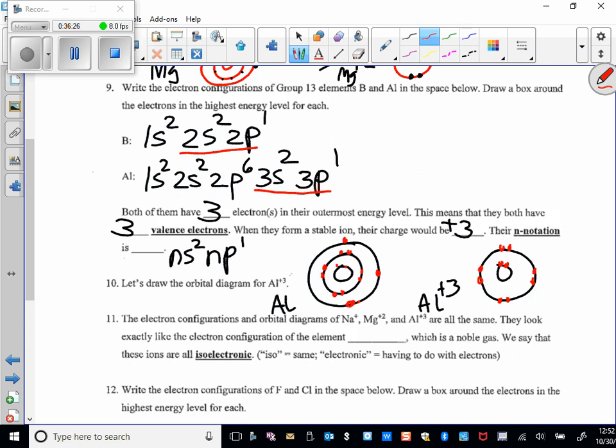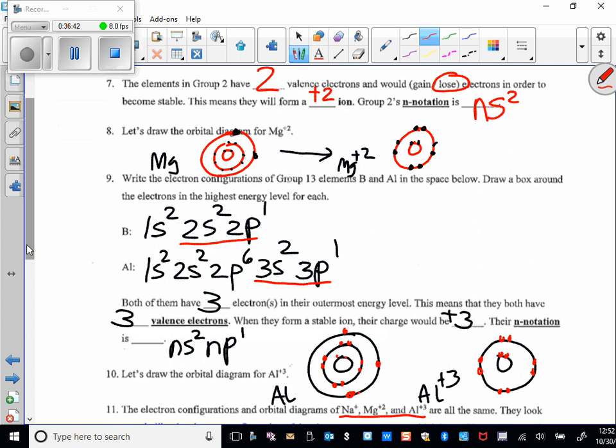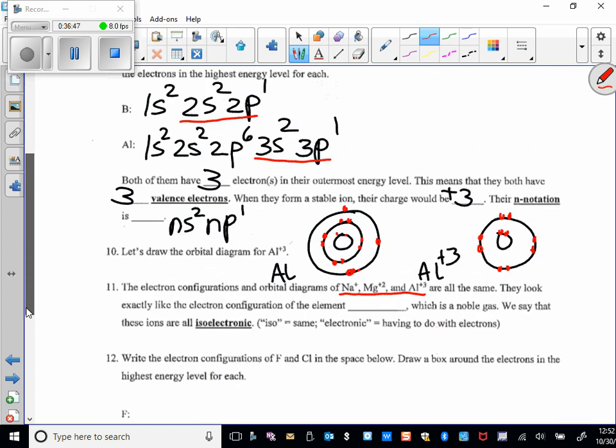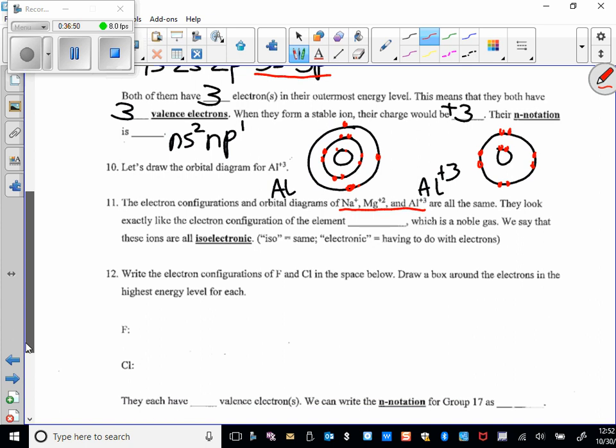So let's answer the next question. The electron configuration or the orbital diagram of Na plus, Mg plus 2 and aluminum plus 3 are all the same. Does this look the same as that? Yeah. Does this aluminum look the same like Mg plus 2? All right. So then let's see. Are all the same? They look exactly like the electron configuration of which element? Like neon. Neon also has 8. Yes or no? Which is a noble gas.